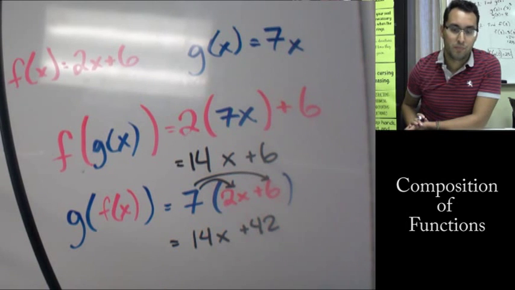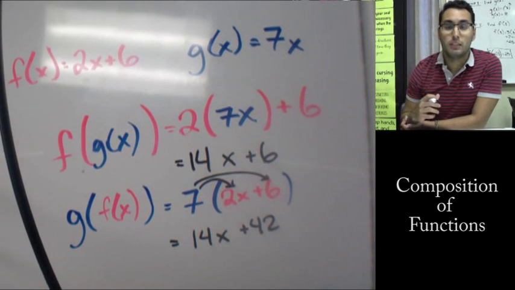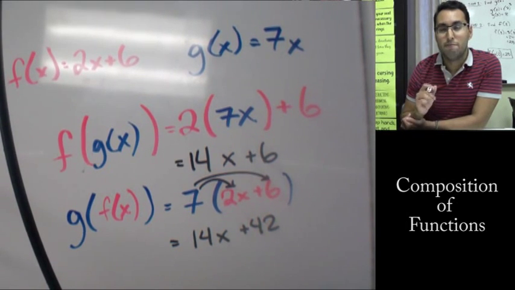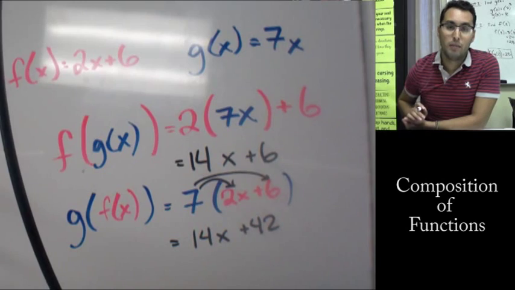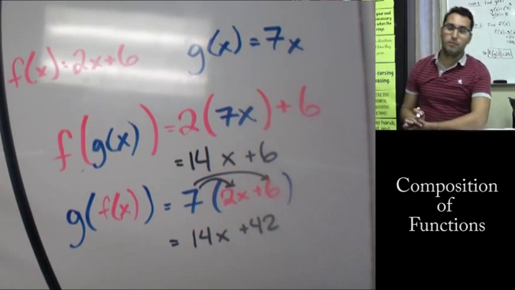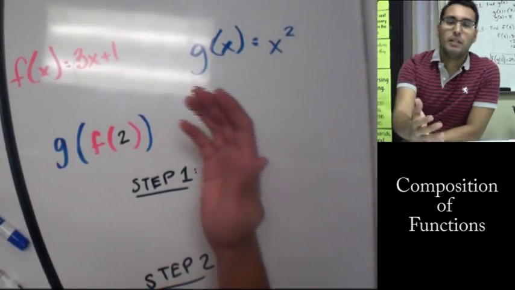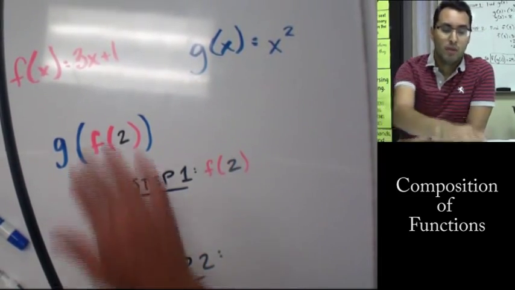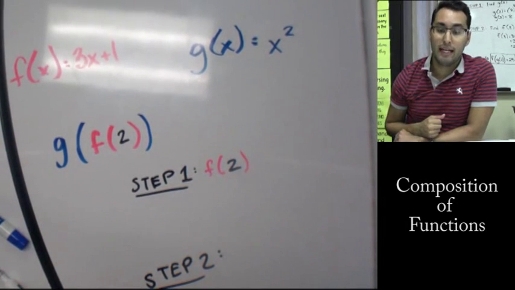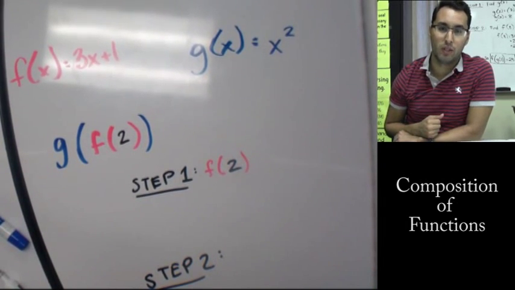Okay, the next example I'm going to explain is how to evaluate a composition. So instead of this, we're actually going to have numerical inputs. At this point, now we have two functions. I've given you different functions for this example. We have f of x equal to 3x plus 1 and g of x equal to x squared.